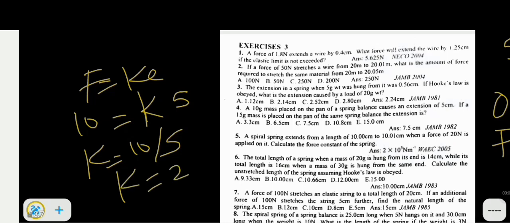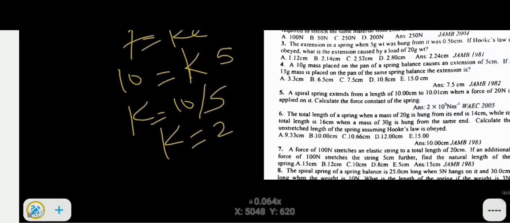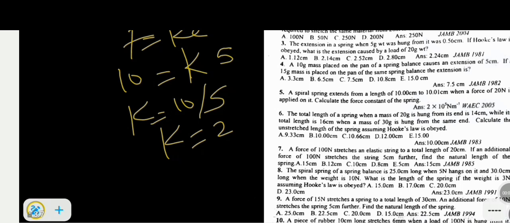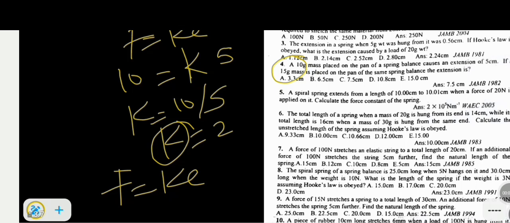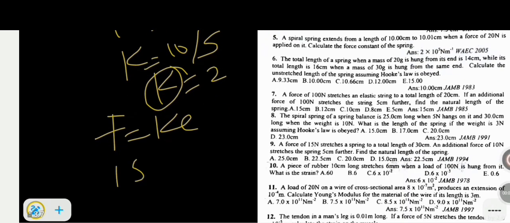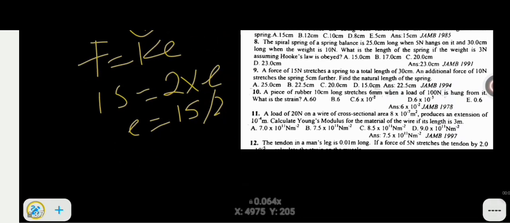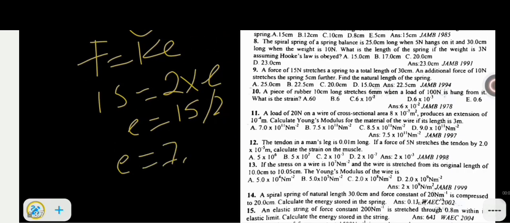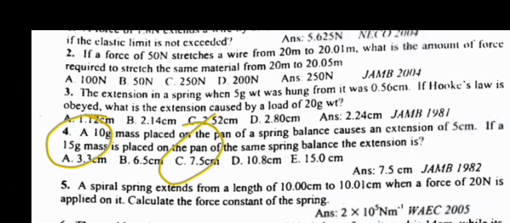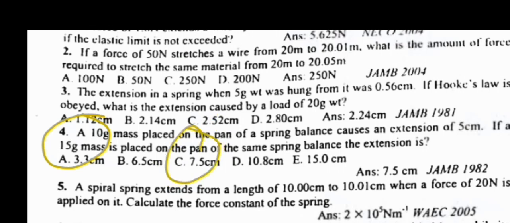After getting the value of K, all you need to do is to use it to find the extension for the second mass. The second mass is 15 gram mass. So looking for the extension, I know that this K is always constant. That's the first constant. And your normal F will still be KE. So our F now is 15 gram, so just put 15 here. Our K is 2. Our E is still normal like that. So our E will just be 15 over 2. 15 over 2 gives you 7.5 cm. So the answer to this question is 7.5 cm.